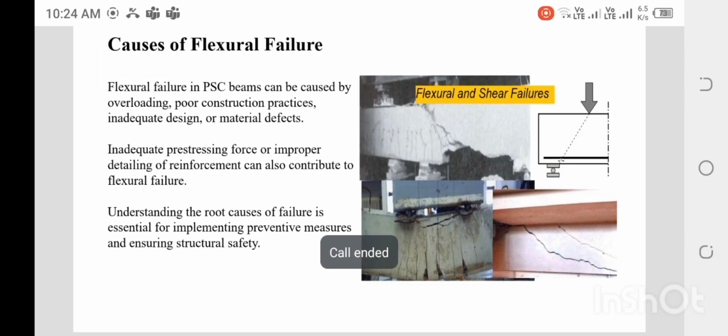To prevent flexural failure in PSC beams, proper design consideration, material selection, and construction practice are crucial. Adequate prestressing force, appropriate reinforcement detailing, and regular maintenance can help mitigate the risk of failure. Structural monitoring and timely repairs can also prevent failures.